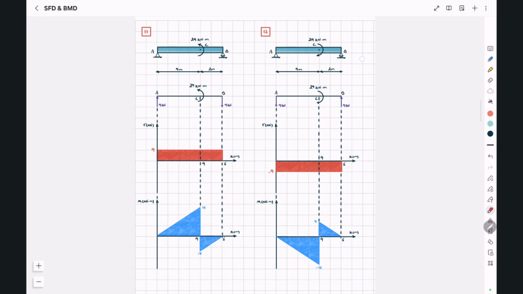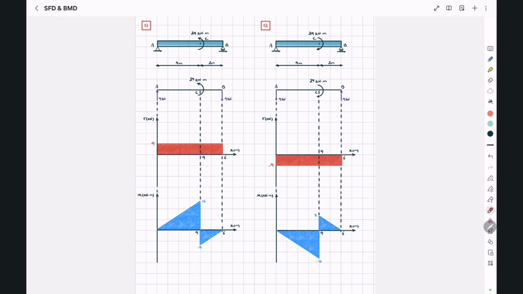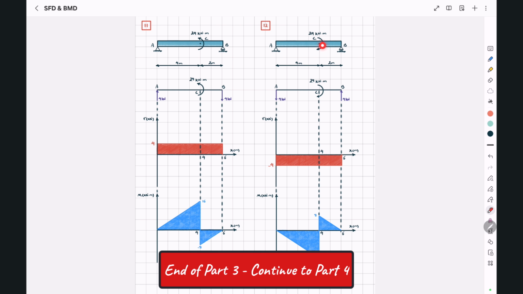And these are how your shear force and bending moment diagrams look for the 2 cases where your concentrated moments are applied at a distance 2 meters from the right end.